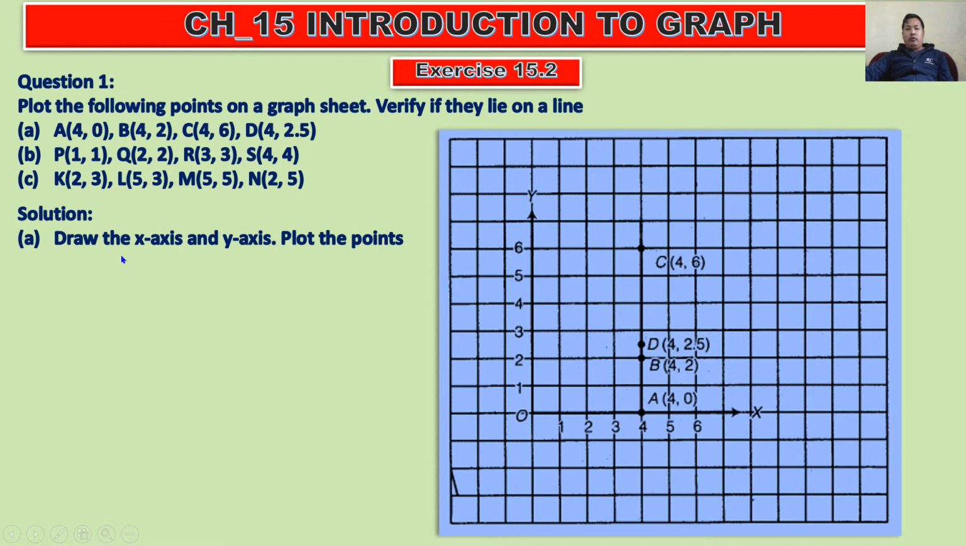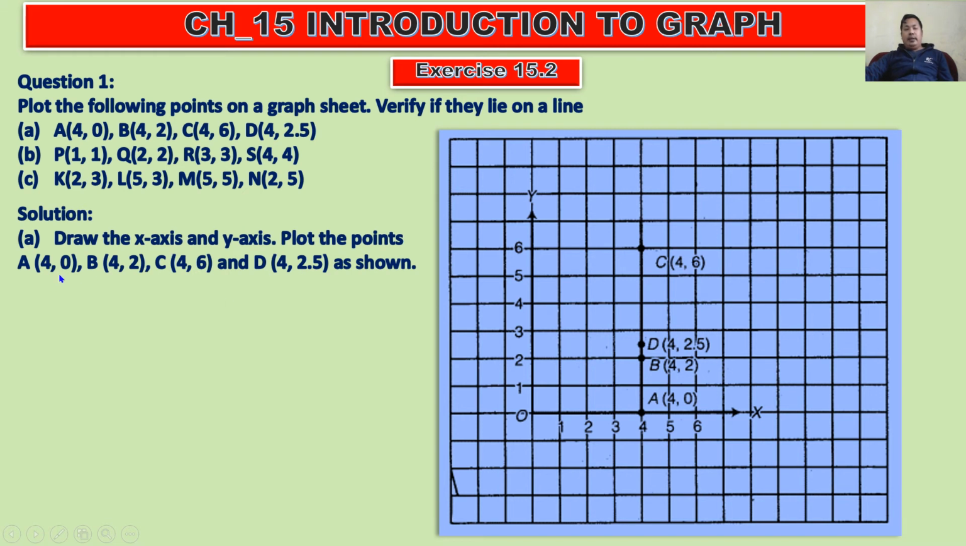So we have to draw the axes first, x-axis and y-axis, and then we have to plot the points here, points A, B, C, D, which are the coordinates of x and y as (4, 0), (4, 2), (4, 6), and (4, 2.5). Okay, clear. And here you can see that always the x is 4, the x is not changing, but the change is in the y value as 0, 2, 6, and 2.5. Then we have to find out where the points are, of A, B, C, D.